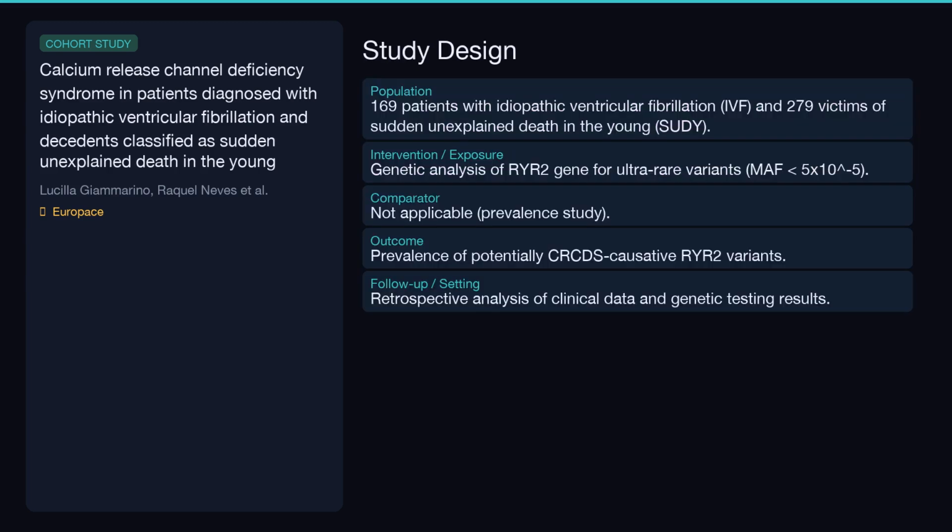To investigate this, researchers looked at two groups: 169 patients diagnosed with idiopathic ventricular fibrillation and 279 young individuals who died suddenly without an explained cause. They performed genetic testing on the RYR2 gene, searching for very rare variants that could be linked to CRCDS. This was a retrospective study, analyzing existing clinical and genetic data.